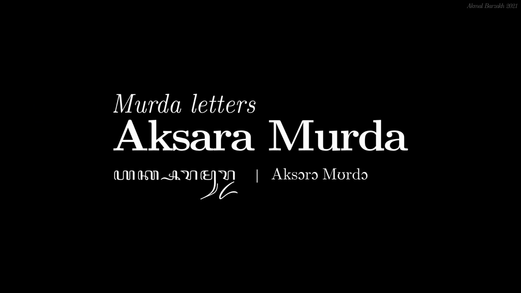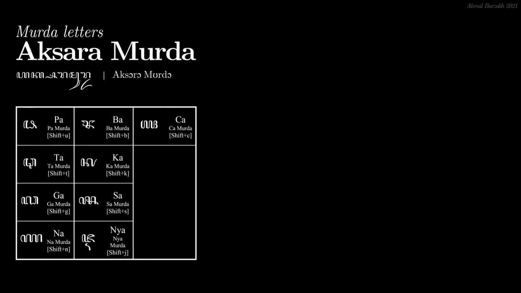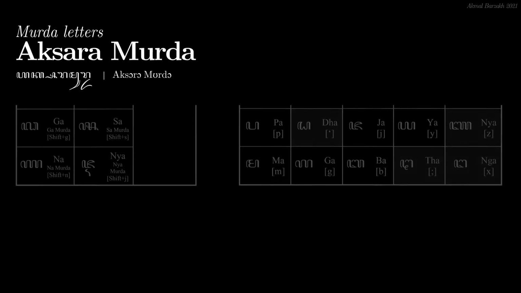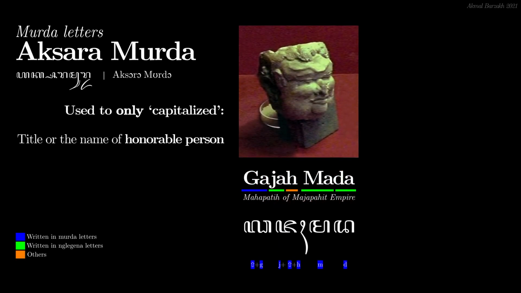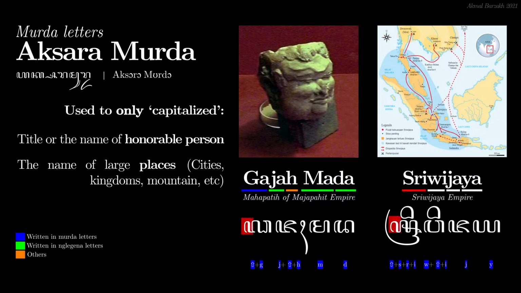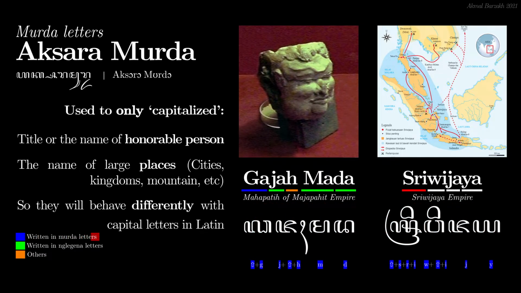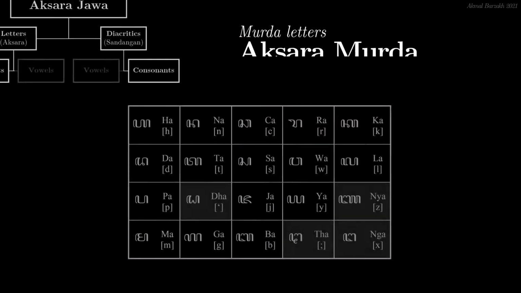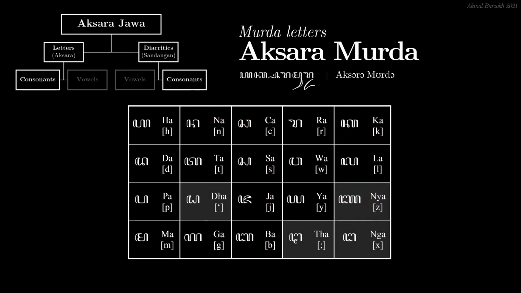There is this thing in Aksara Jawa called Aksara Murda. They are like a different version of Aksara Nglegena that acts like a capital letter in Latin, but only reserved for the name or title of an honorable person or large places. So the first character of a sentence cannot be capitalized, except if the first character of the sentence is part of someone's name. Out of the 20 Aksara Nglegena, only 9 of them have a Murda form.